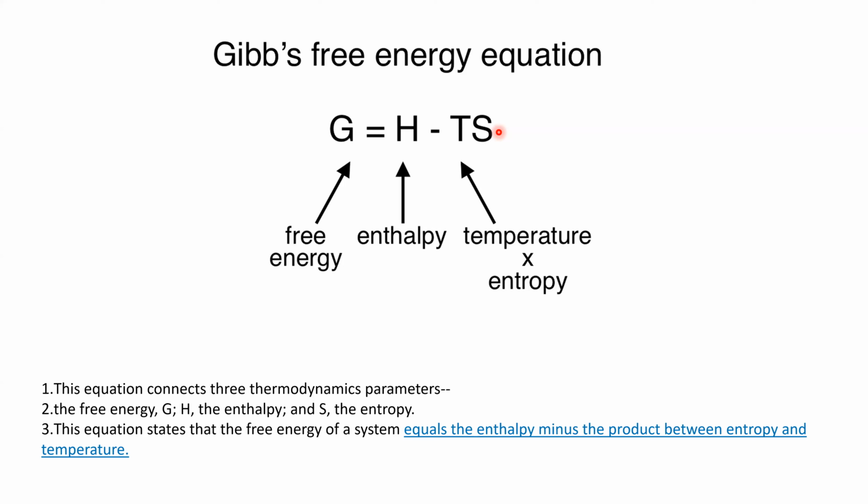So G, firstly, you just remember that G is the Gibbs free energy, H is enthalpy, T is the temperature, and S is the entropy. So can anyone tell me the synonym of entropy in your own understanding? Anyone?